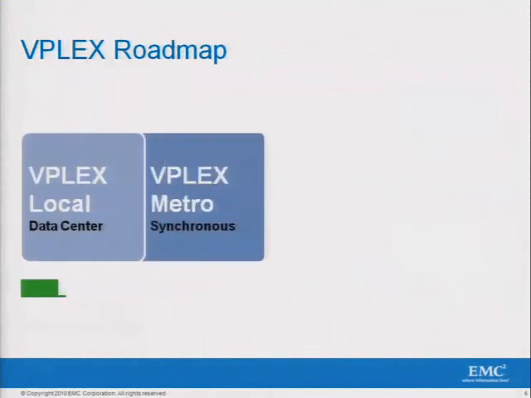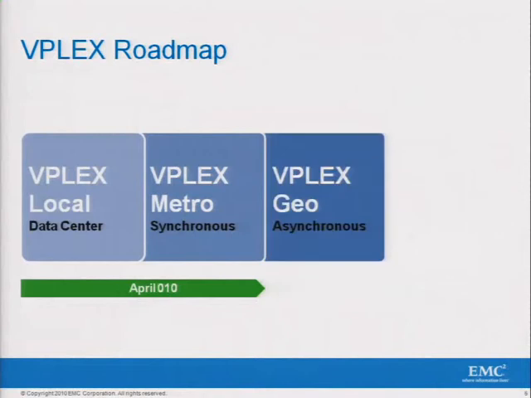A quick look at the roadmap. Local and Metro I mentioned were GA'd back in April, announced in May at our EMC World Conference. On the roadmap is vPlex Geo, which if you got a chance to go to Chad Sakac and Pat Gelsinger's super session yesterday, you saw a demo of vPlex Geo offering long-distance vMotion of VMs from Boston to Omaha, Nebraska.